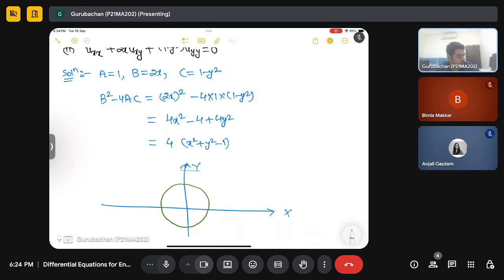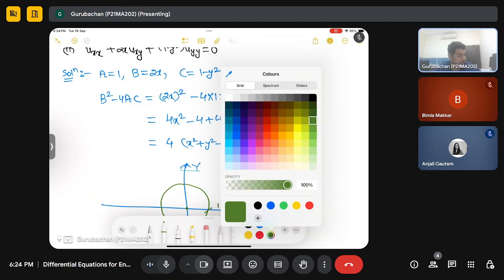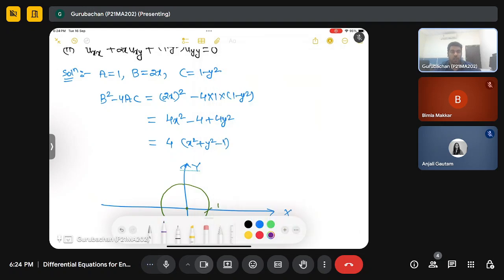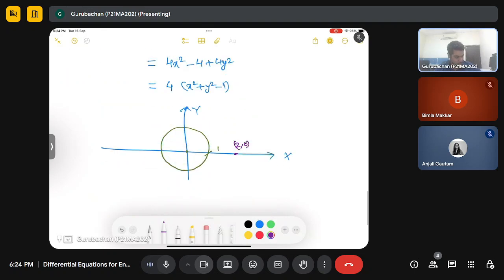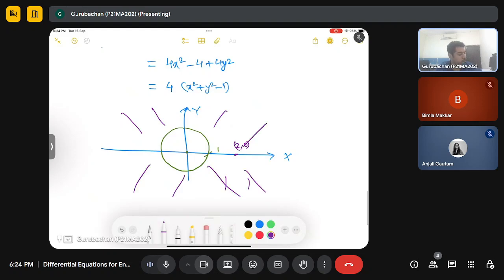So this one is a circle centered at origin and radius is 1. What if we talk about inside the circle and outside the circle? Outside the circle you can take any point, for example 2 comma 0. Clearly you can see that at 2 comma 0 this value will be positive. So that means this outer region corresponds to hyperbolic classification. Okay, and the inner region will then correspond to elliptic.